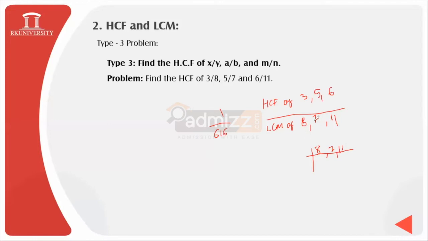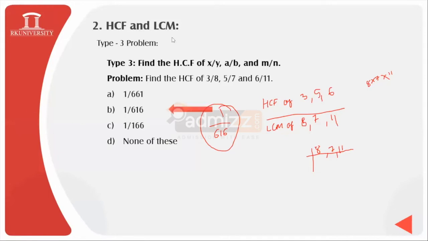Now since 8, 7 and 11 do not have anything in common between them, we can directly do the multiplication of the numbers 8 into 7 into 11. So your final answer turns out to be 1 upon 616. Let's have a look at the options provided over here. You can find the options A, B, C, D available, and the final answer is definitely 1 upon 616.